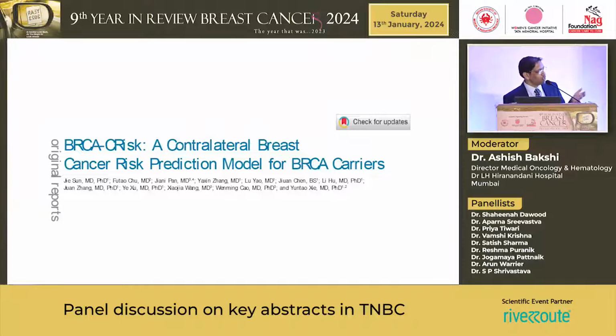Now, what is your take on actually utilizing this, Vamsi? Maybe you can take this. Any utility of actually doing it? Because in any case, you are monitoring the patients for contralateral breast cancer, so what difference does it make? Ideally, in the BRCA population, you are supposed to do an annual MRI. So will this really change the management of your patients?